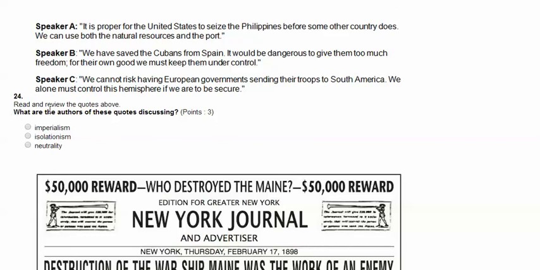Number 24, again, we're reading and reviewing the quotes above. What are the authors of these quotes discussing? Is it imperialism, isolationism, or neutrality?